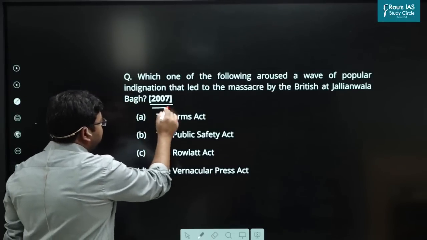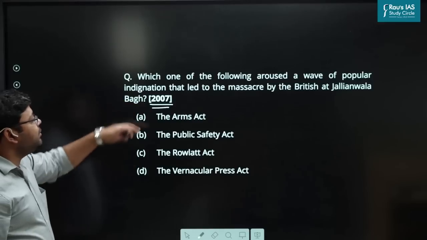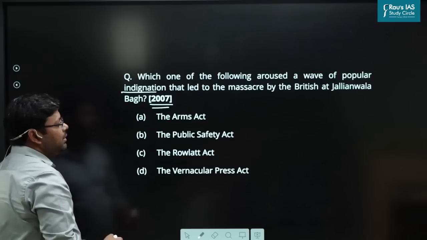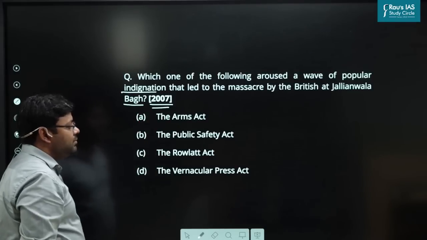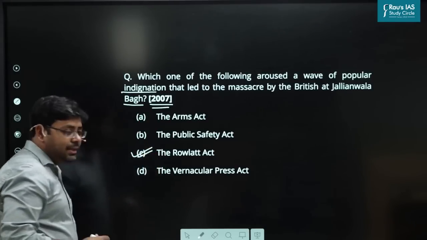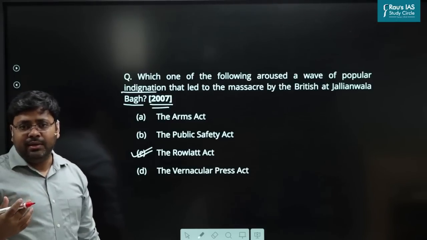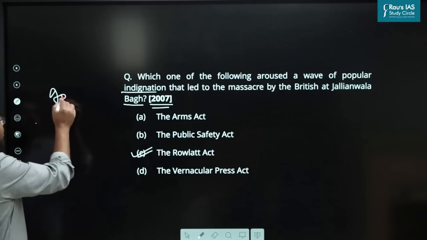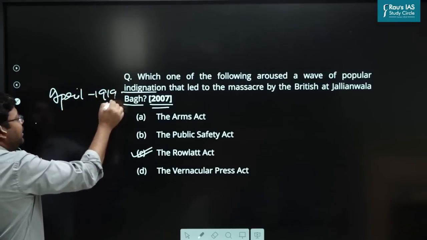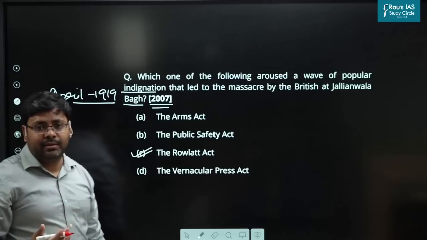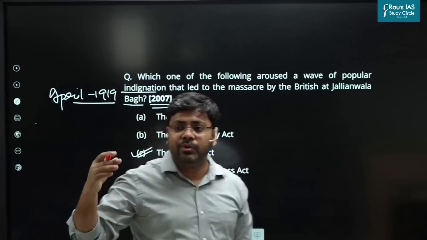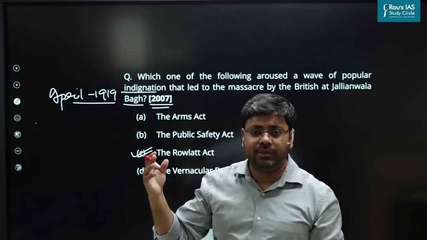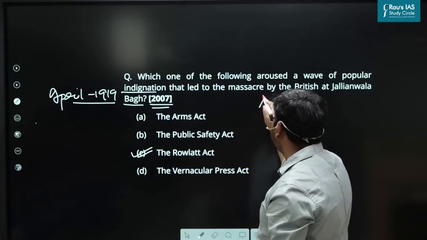Another question by the UPSC 2007 exam says: which one of the following aroused a wave of popular indignation that led to the massacre by the British at Jallianwala Bagh? Simple, it was Rowlatt Act. It had created a massive protest in India. And to protest against the Rowlatt Act, just now we discussed that in April 1919, Gandhiji called for an all-India strike. But in many places, the people started turning violent. And one such place where there was a mob-like situation, trouble, unrest, was Amritsar.